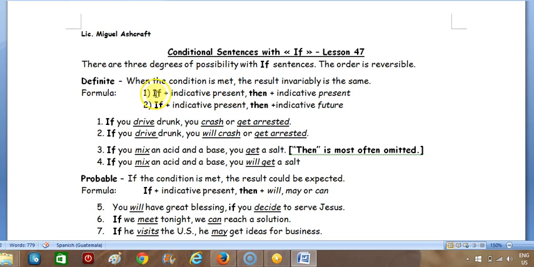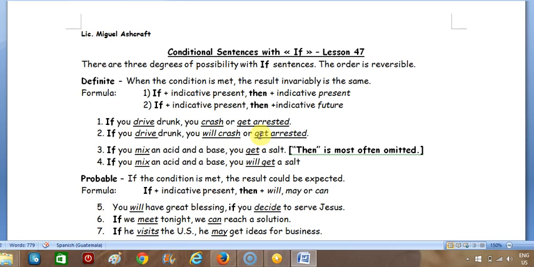So here's the formula. You'll see that everything's indicative. You either use the present tense or the future tense, right here on option number 2 of formula 101. So number 1, if you drive drunk, you crash or get arrested. You can see that's in the present tense. Number 2, if you drive drunk, you will crash or get arrested. You could repeat the will, but it's not necessary. The will applies to the second verb also.